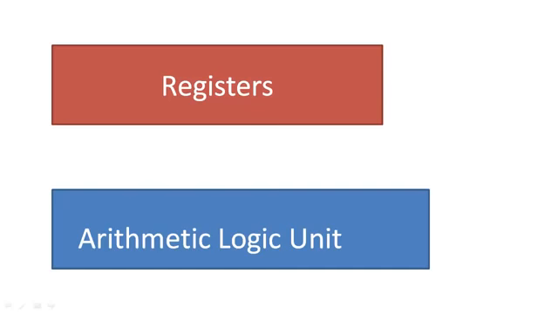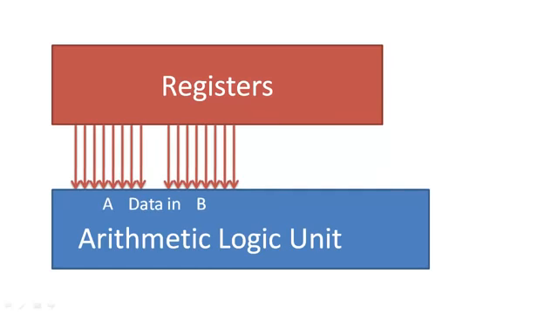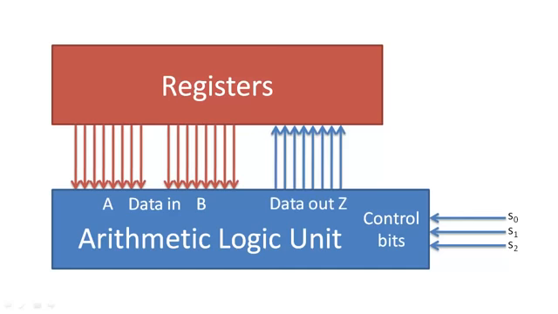The ALU operates by receiving information from the registers, and the control bits indicate what operation to perform on this information. The result of the selected operation is sent back to the registers.